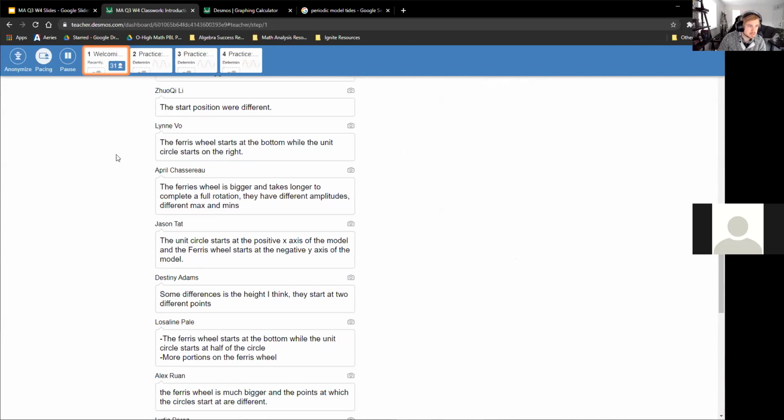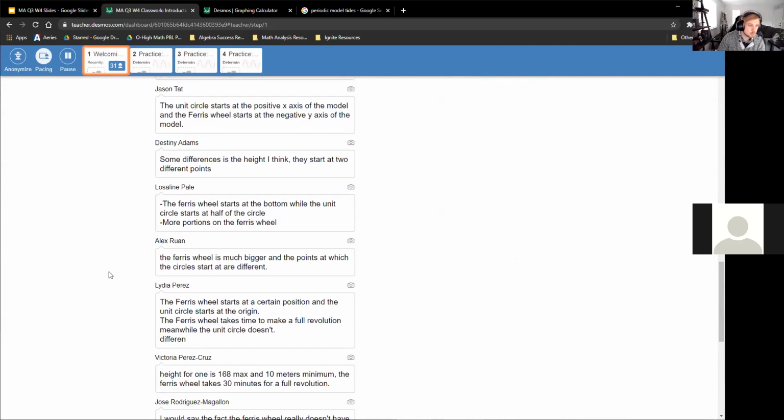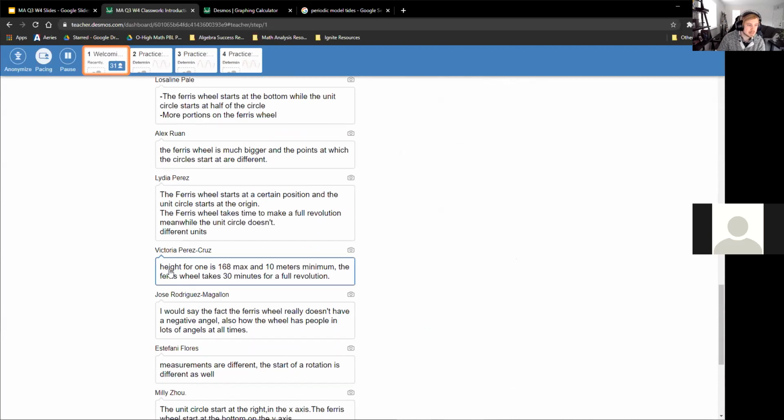Ferris wheel starts at the bottom, unit circle starts on the right, excellent. Ferris wheel much bigger, cool. It seems like we got a bit of the idea here. Victoria points out that the height for the Ferris wheel is a maximum of 168 and a minimum of 10, and that it has a 30-minute period. So those were good things to observe in terms of the difference in size and timing for the unit circle and the Ferris wheel.